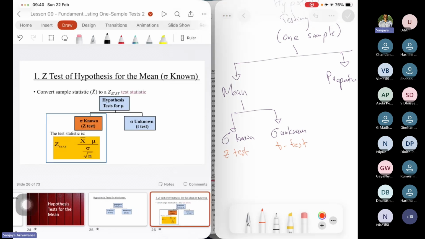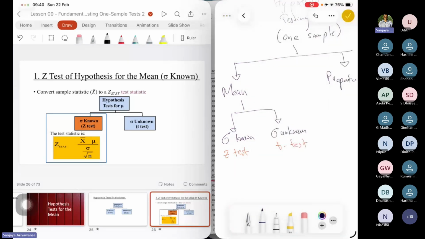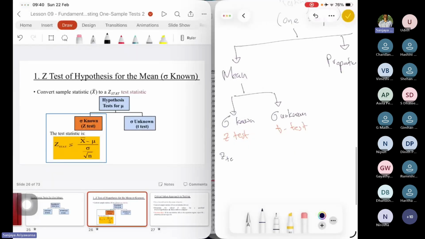In the case of population standard deviation being known, when we are looking at the Z test, what is the test statistic that we're going to use? It's the Z test statistic, x bar minus mu over sigma over root n. And you have seen this before, right? So the test statistic equals x bar minus mu divided by sigma over root n.